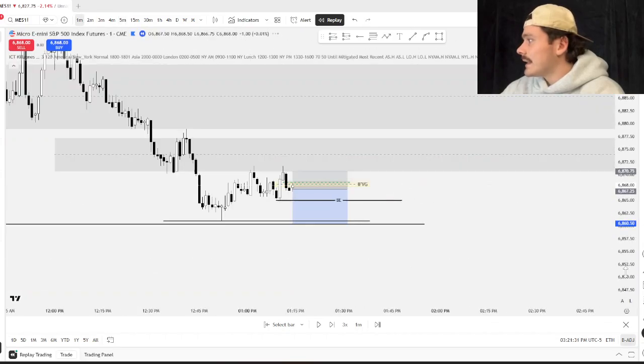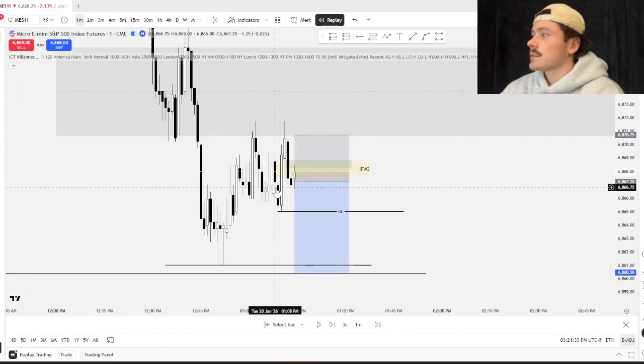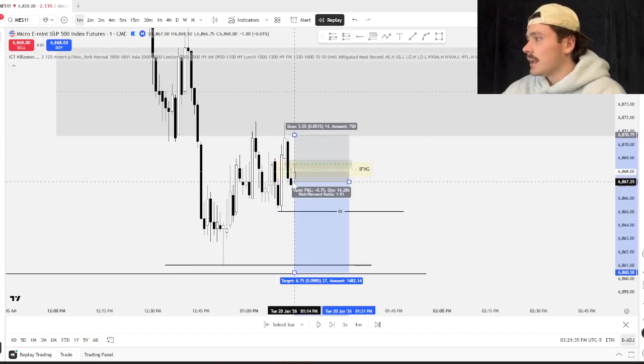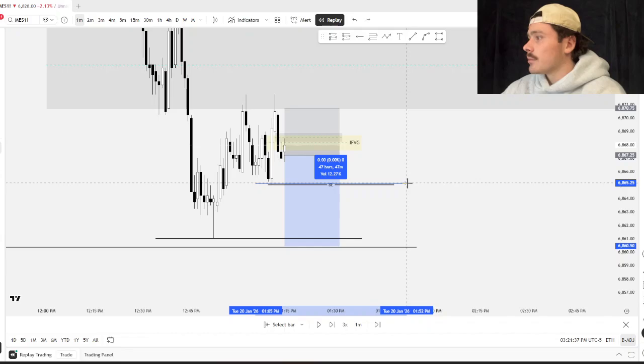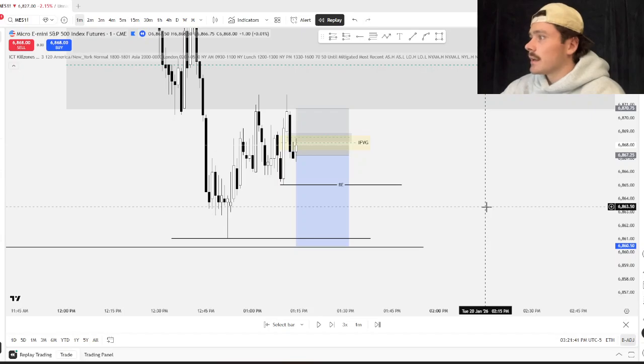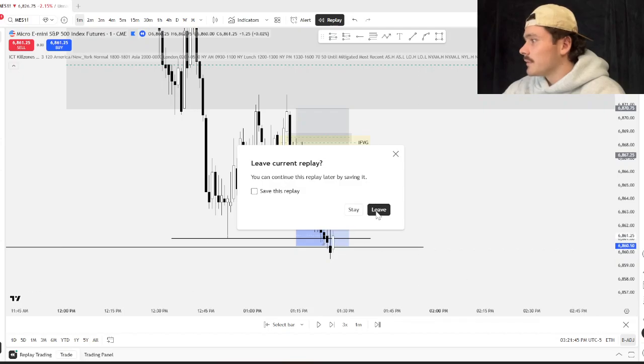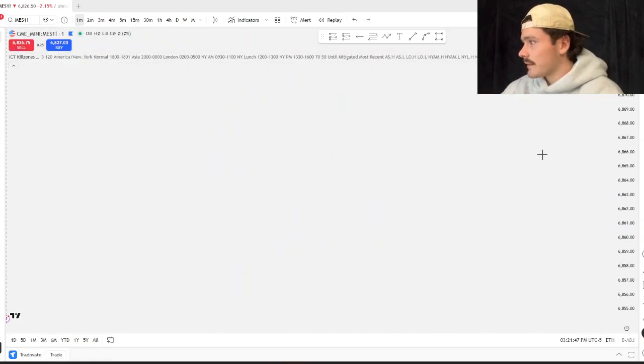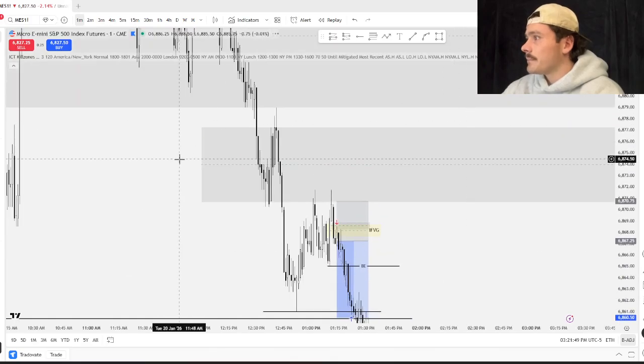From here, we get I believe it was just a 1-minute inversion. Yes, so we get a nice 1-minute inversion here. That's where we end up getting our entry. Break even at the next internal low, and then we have those equal lows as our target, and we end up flipping and delivering really, really nicely. Beautiful, beautiful delivery. This was, in my opinion, the best trade of the day, or best opportunity of the day.